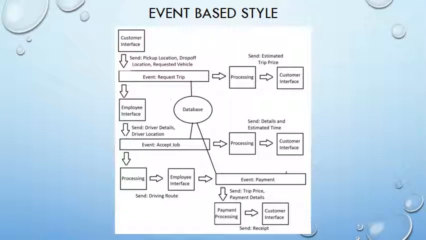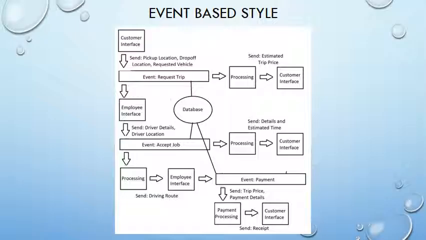We've used an event-based style for the BruceUber architecture. There are three main events we've got. We've got the request trip. So obviously the customer interface, they'll send their pickup location, their drop-off location, and their requested vehicle they would like. And then they could get an estimated trip price from this, so it's a bit of a branch off. And once this is done, it's stored in the database once they've requested it.